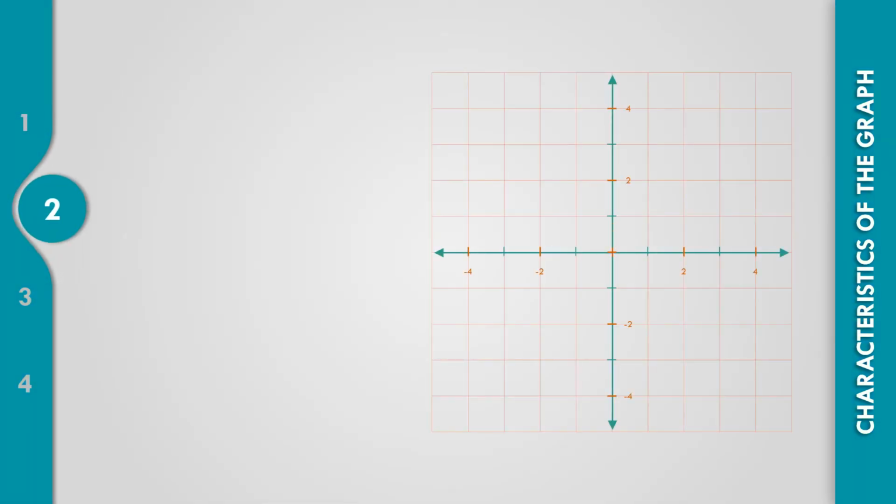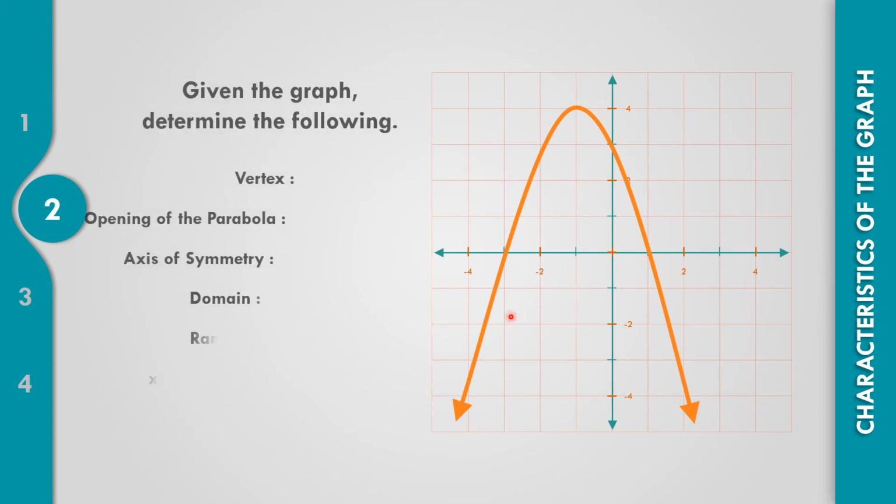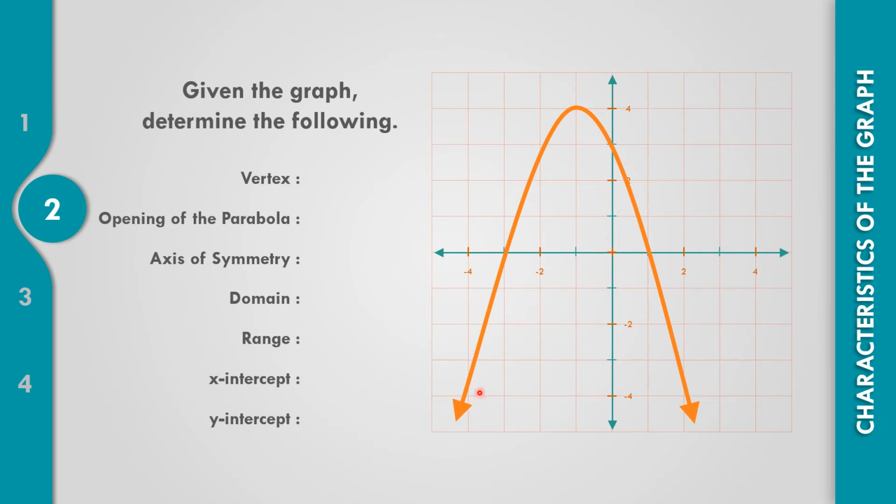How about example number 2? The parabola opens downward. Let us see what could be the vertex. The vertex is the turning point. This one is negative 1, 4. So the vertex is (-1, 4).